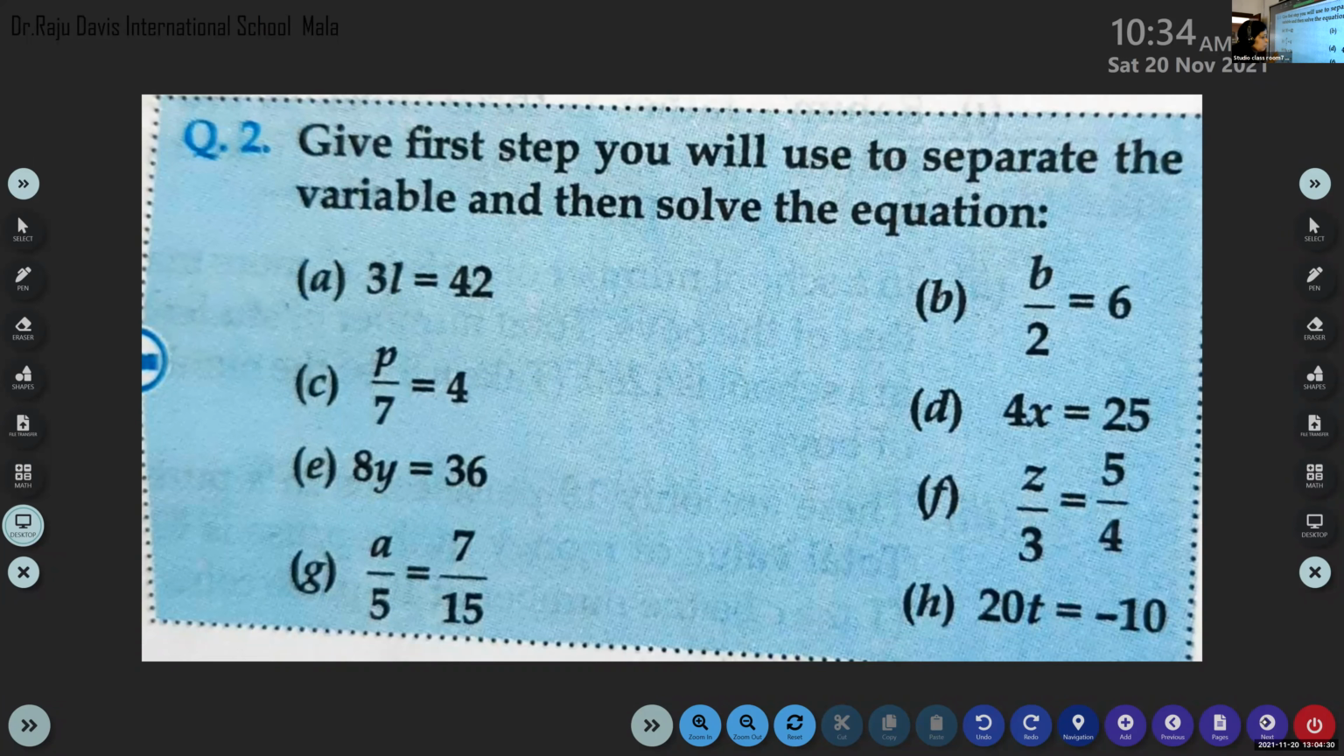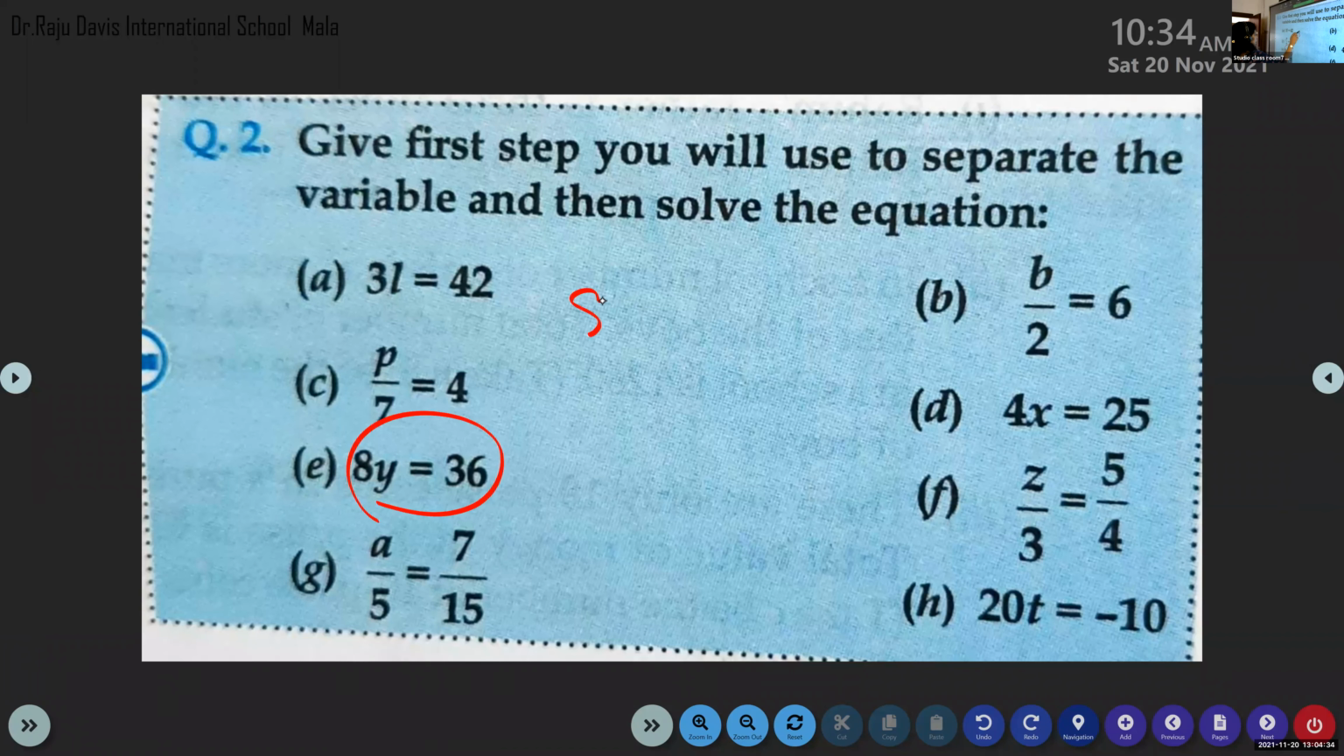So tell me, Adi Dev, can you explain this problem? 8y is equal to 36. So how will you find y from this? 8 into y is equal to 36. y is equal to 36 divided by 8. Okay, very good.